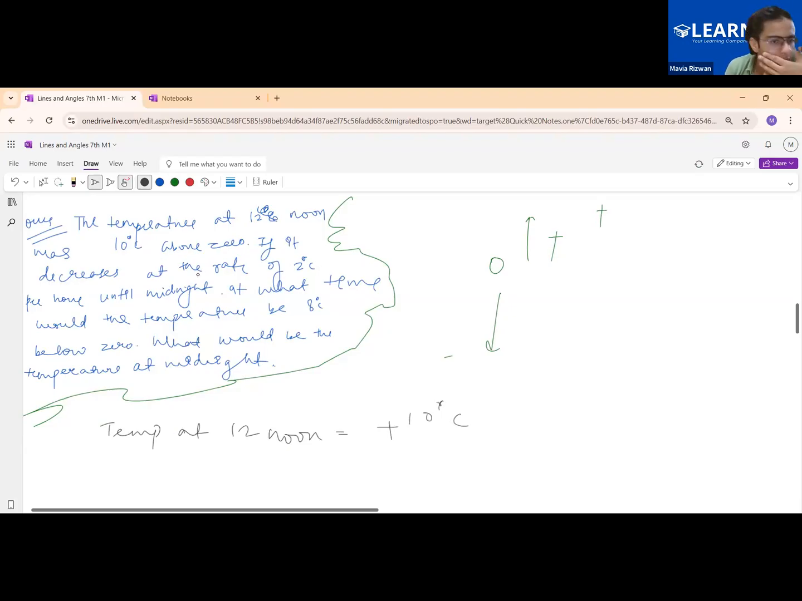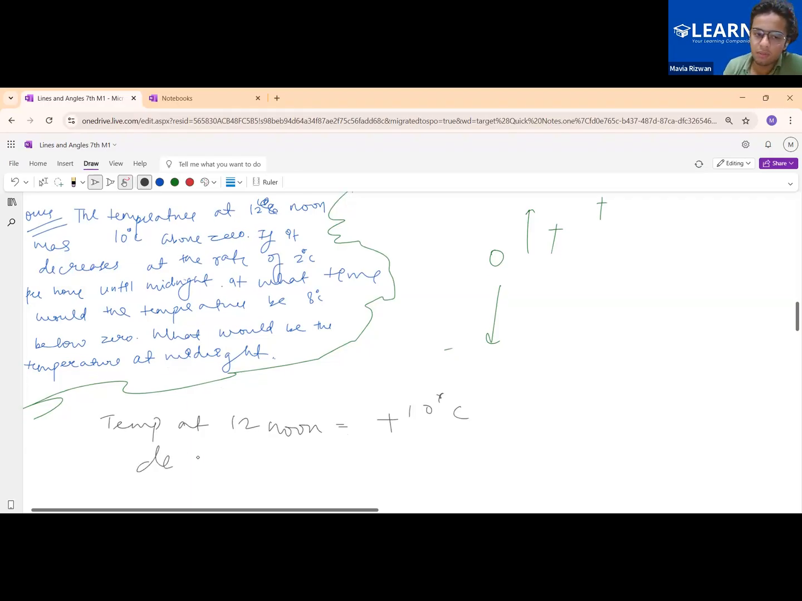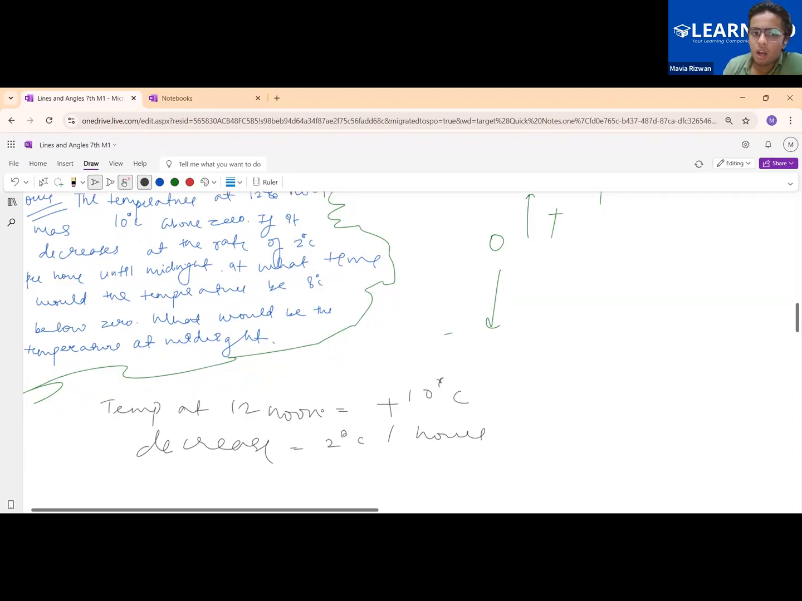If it decreases at the rate of 2 degrees per hour until midnight. So it is decreasing 2 degrees Celsius every hour. Next hour it would be 8, next hour it would be 6. So decrease is equal to 2 degrees Celsius per hour. Now they are asking at what time would the temperature be 8 degrees Celsius below zero?